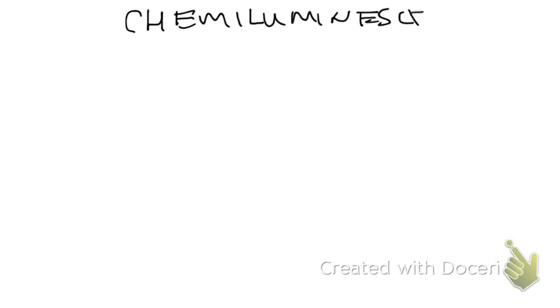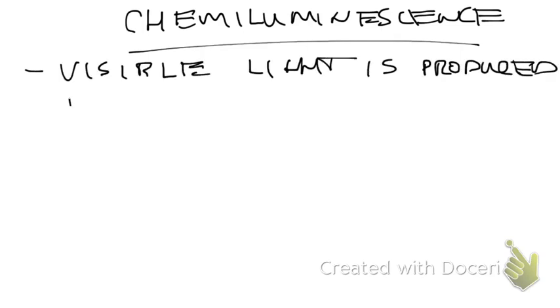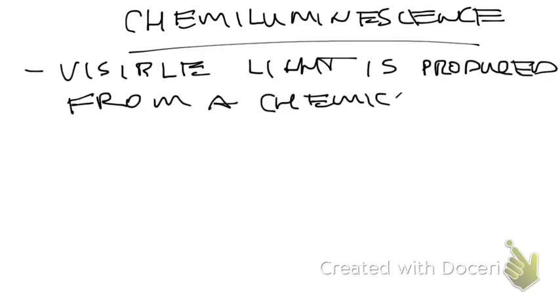So to dive more into the chemiluminescence part, chemiluminescence produces visible light from a chemical reaction. That's where the name comes from, obviously. Chemi being a chemical reaction, and luminescence means it's giving off light due to that chemical reaction. But remember, there's no heat being produced from this process.